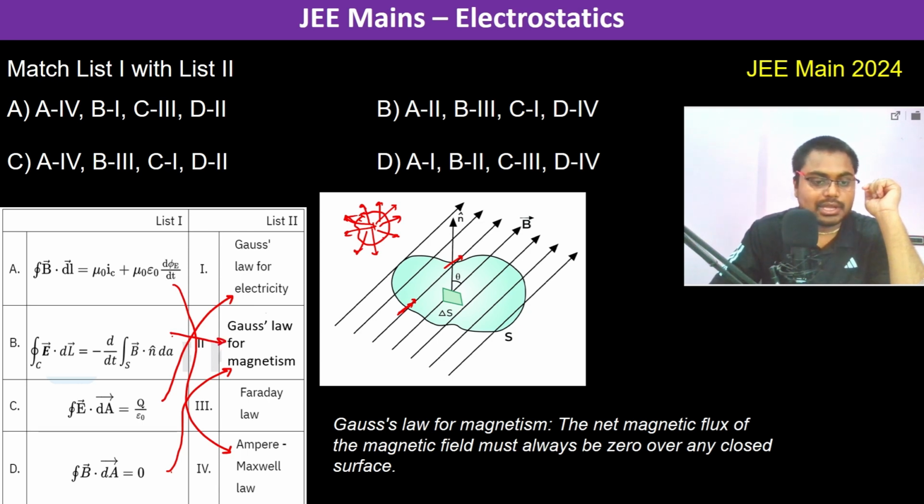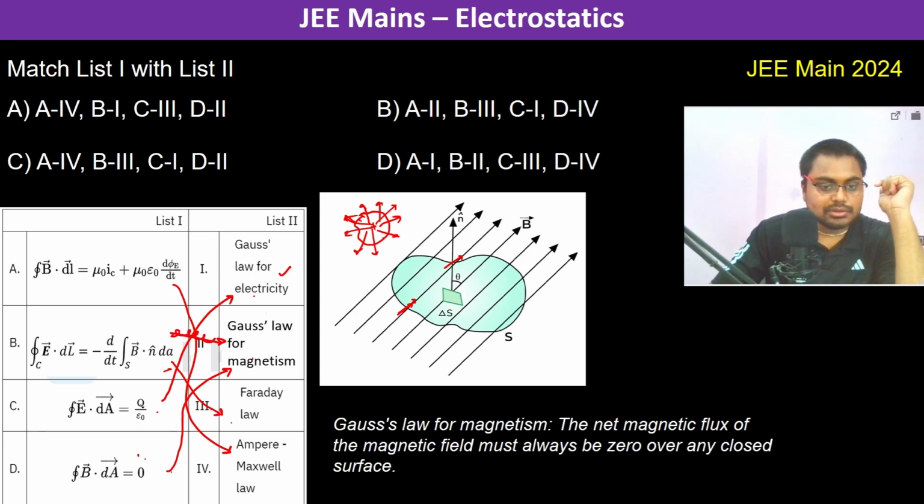So therefore we have A4. Then B we have not done, so B is 3, the Faraday law. C is 1, Gauss's law for electricity, and D is Gauss's law for magnetism. Oh, no, not this, this is Faraday law. So A4, B3, C1, D2.